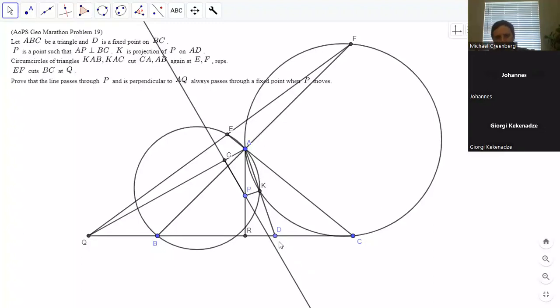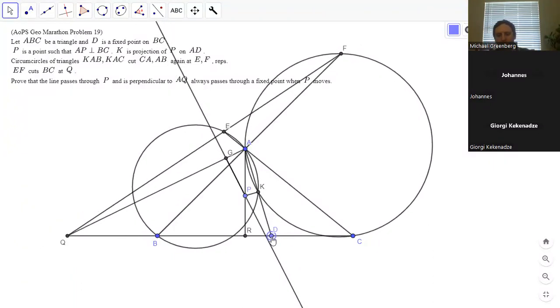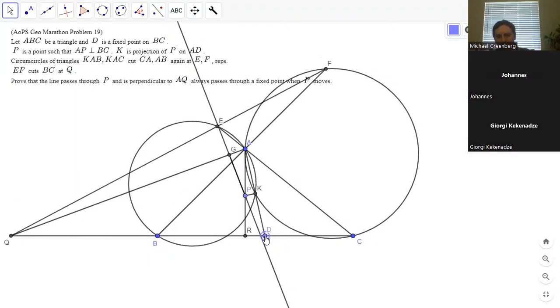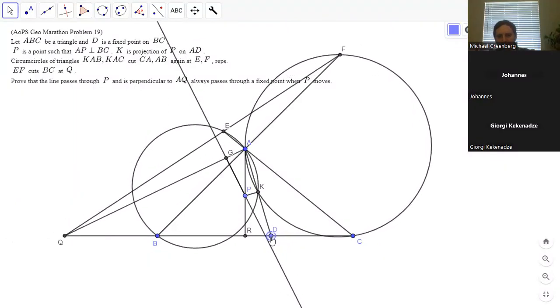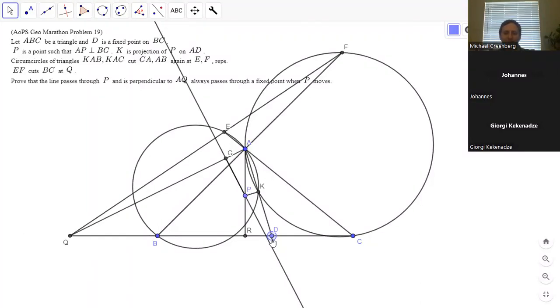Can we prove it in a specific case for point D? Like, what if D is the midpoint of BC? So if K were the Humpty point, I know it's not, but if it were, could we say anything? I'm just trying to think of one special case where we could figure out the problem.